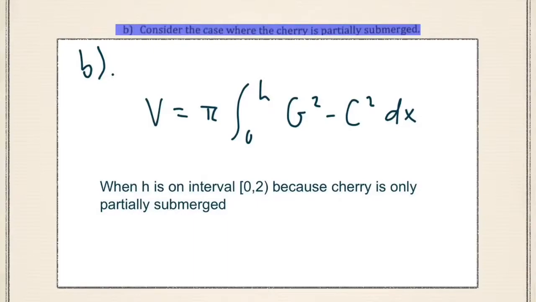Consider the case where the cherry is partially submerged. For this, it's way easier. Volume only equals pi times the integral from 0 to h of g squared minus c squared dx. And h is only on the interval 0 to 2 because the cherry is only partially submerged and the diameter of the cherry is 2.